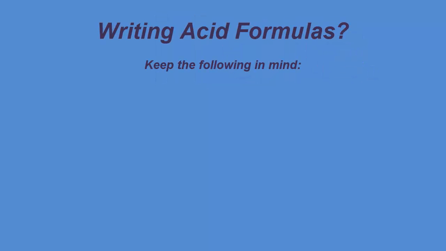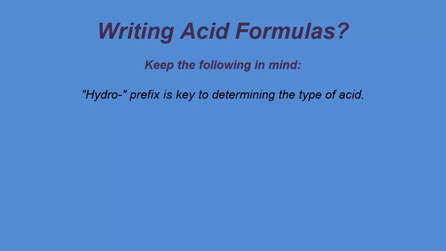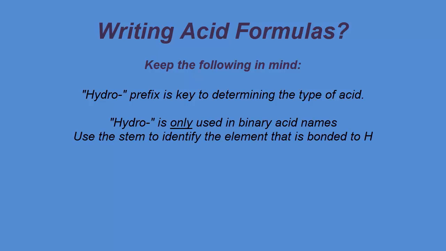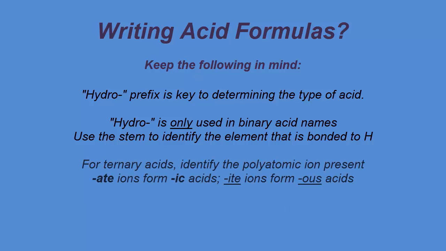When writing formulas for acids, the hydro prefix is the key to determining the type. If hydro is in the name, the stem tells you what the only other element in the acid is, because hydro is only used in binary acid names. If there is no hydro, look at the acid name ending. Remember that OUS acids come from ITE ions, and IC acids come from ATE ions.